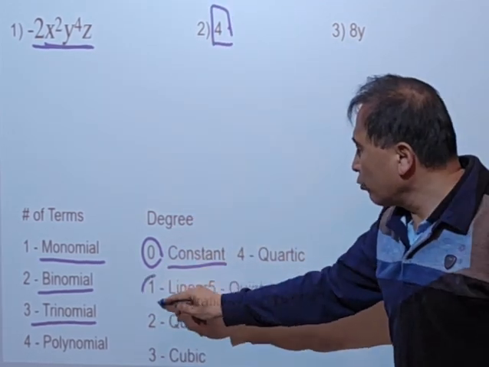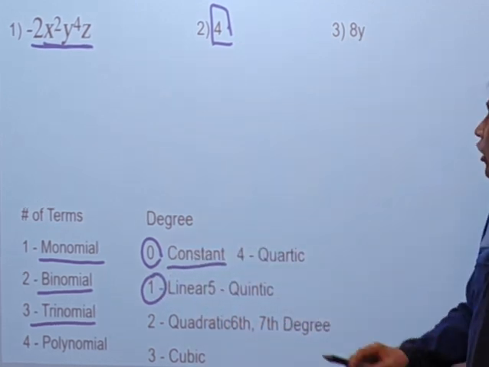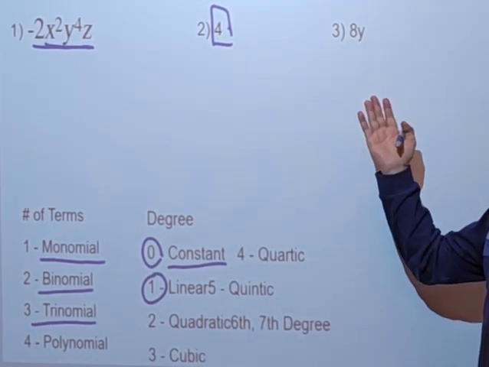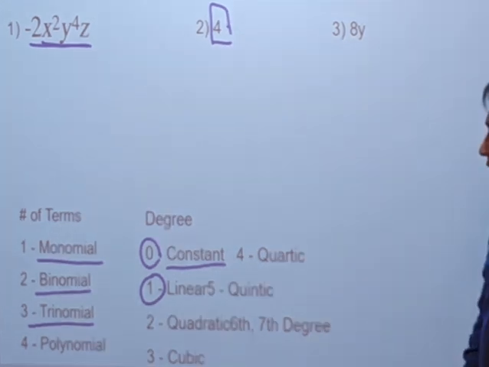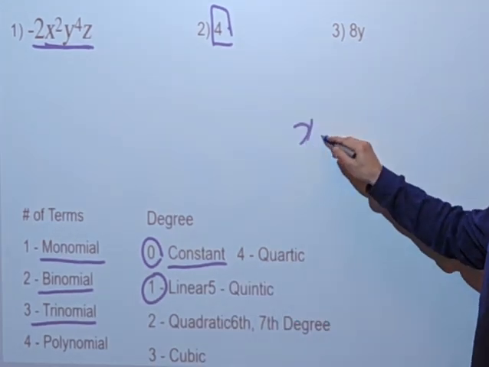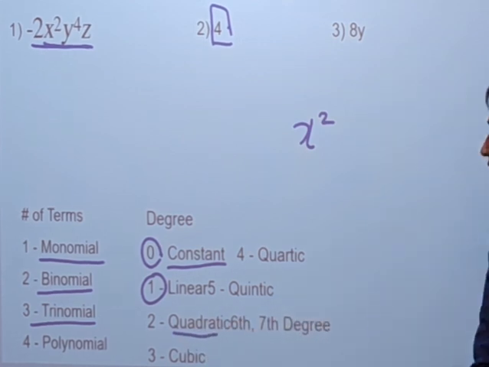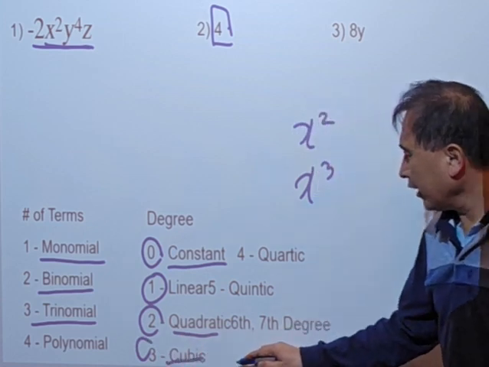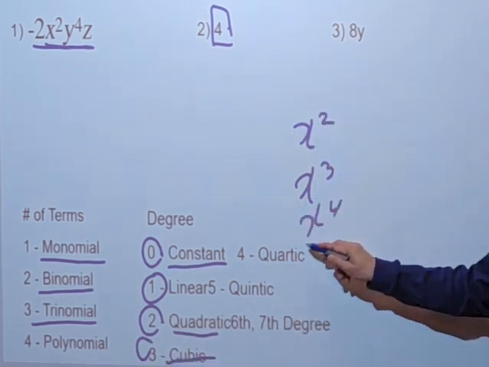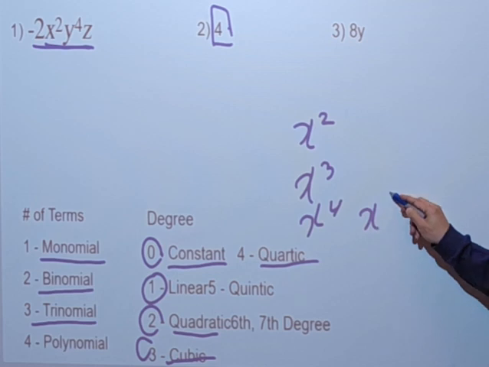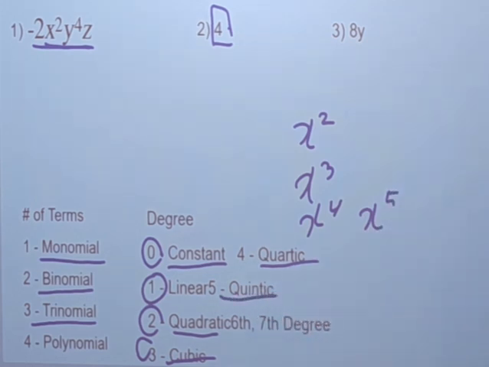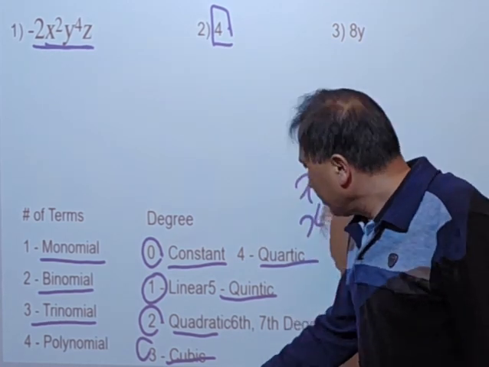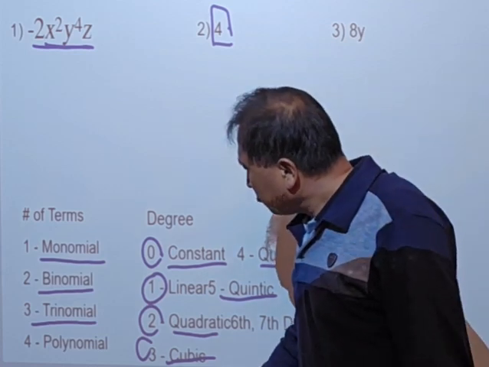And degree 1, we call it linear, because if we draw it, that's a line. Degree 2, we call it quadratic. Degree 3, that's cubic. Degree 4, quartic. Degree 5, we call it quintic. After that, degree 6 is 6th degree, 7th degree, and so on. With that, all polynomials have a name.